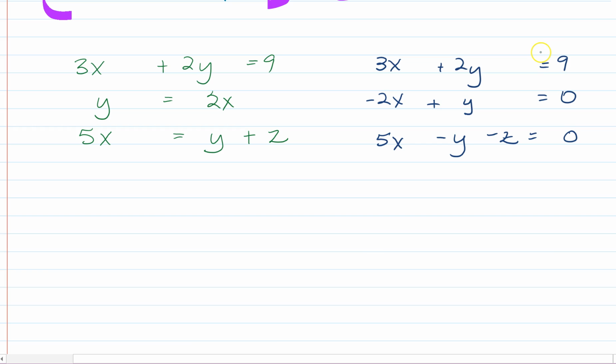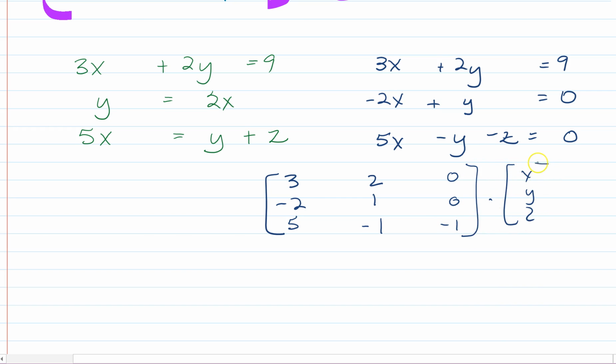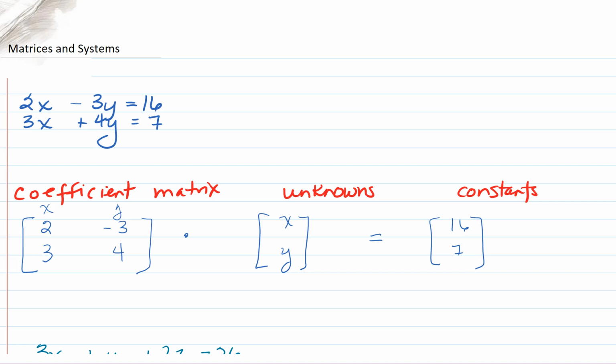So the first thing I have to do is put them in that kind of order, and then I can do my matrices. 3, 2, 0, 3x, 2y, 0z. Negative 2x, 1y, 0z, 5, negative 1, negative 1. And then I would, of course, do my x, y, z, and then my constants of 9, 0, 0. So you can still do it. You have to pay attention to the way it's given to you. Now I'm going back to the top to reinforce that this is the coefficient matrix because it's just the coefficients. Here's my unknowns and those are my constants.